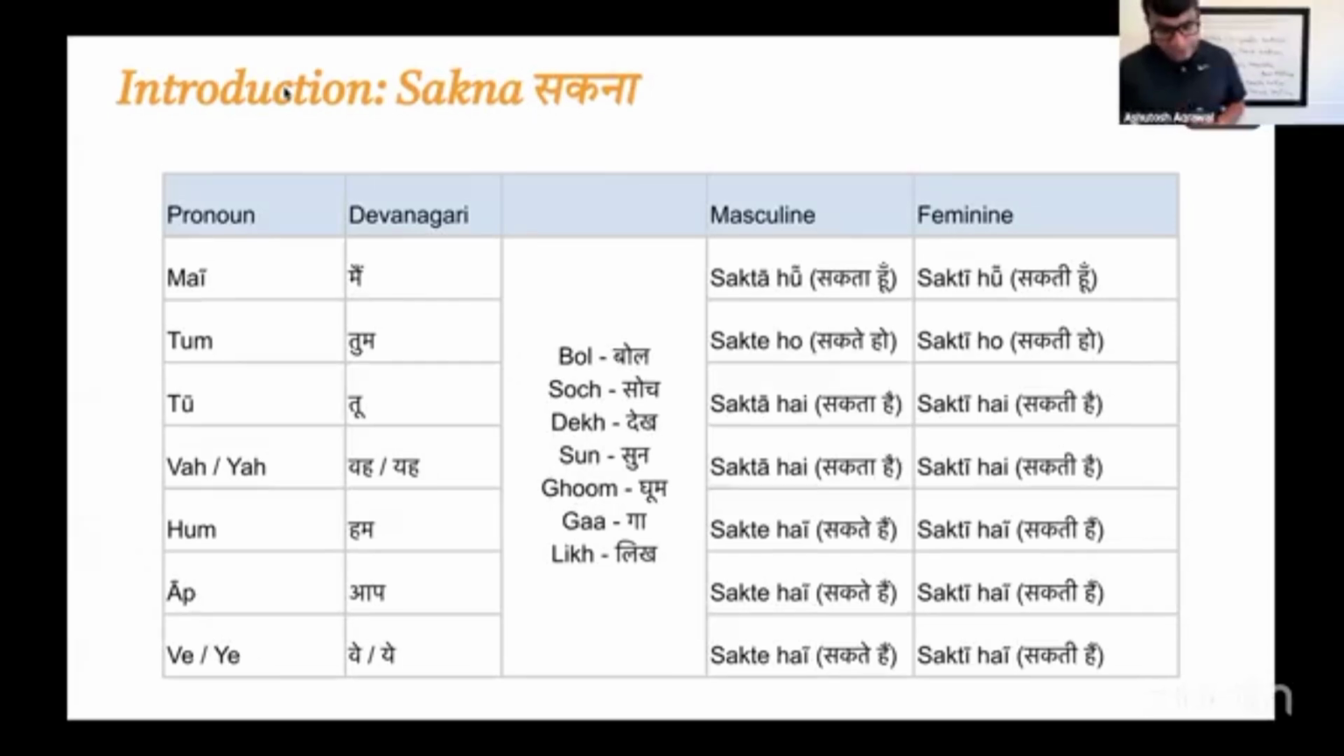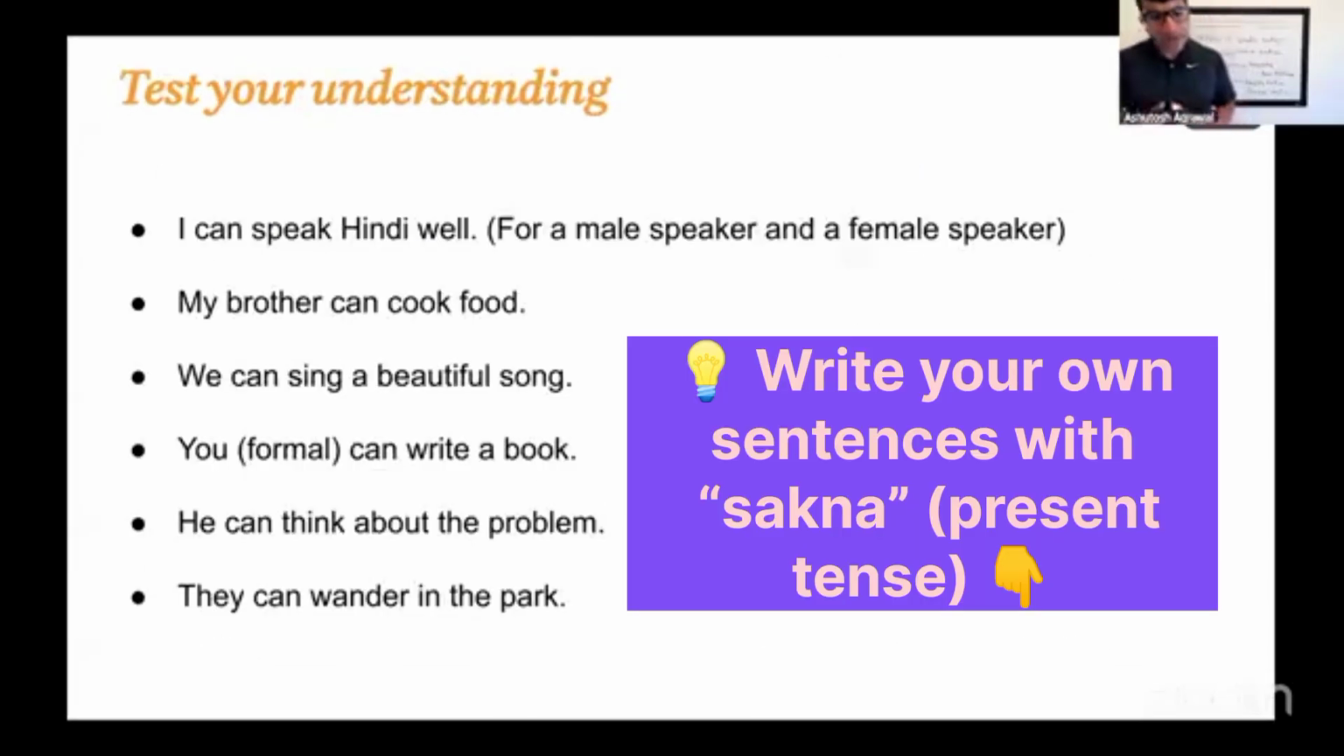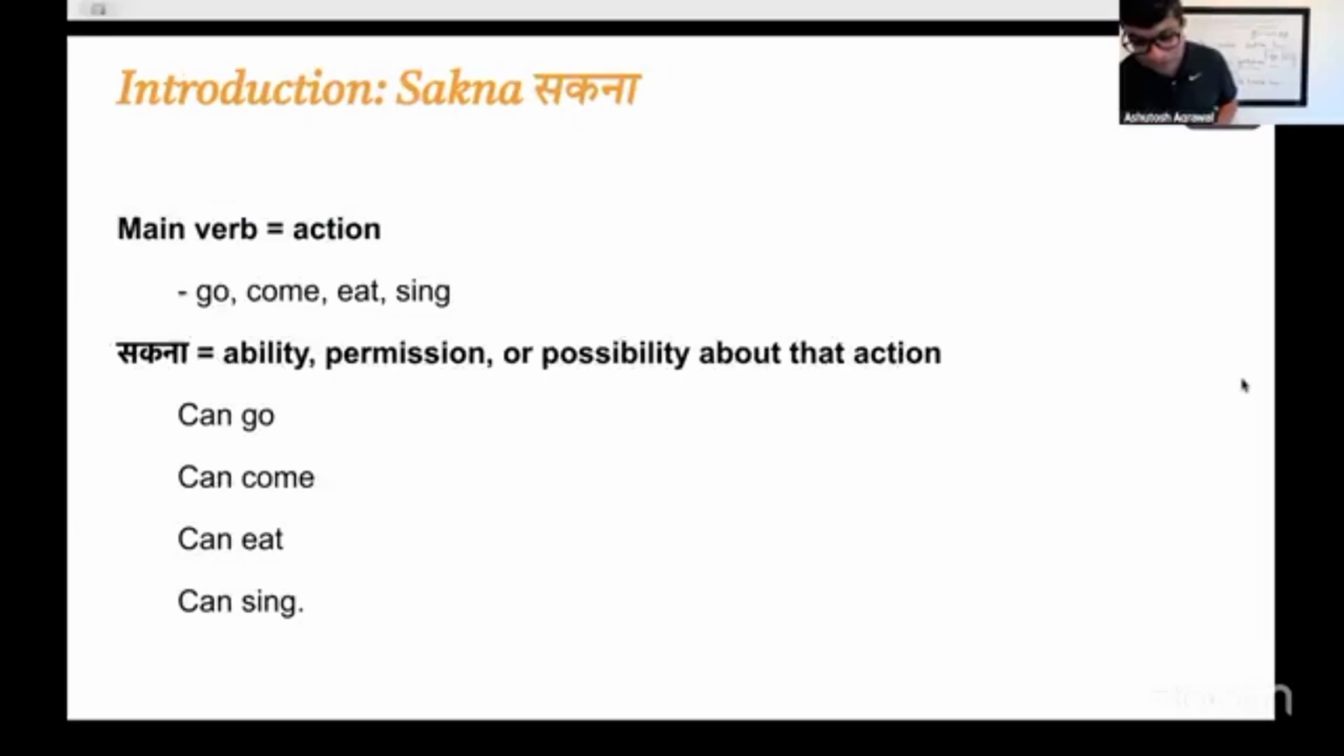Now what we'll do is make it slightly more complicated. Rather than just I can sing, I can dance, let's try to put some variety into it. So I wrote down small exercises for all of you. I want you to read it out, everyone, and even folks who are watching live, and I want you to make some sentences for these.